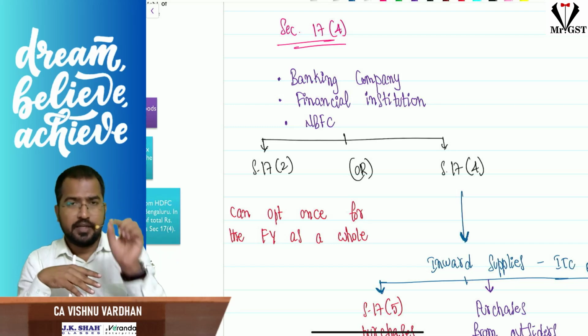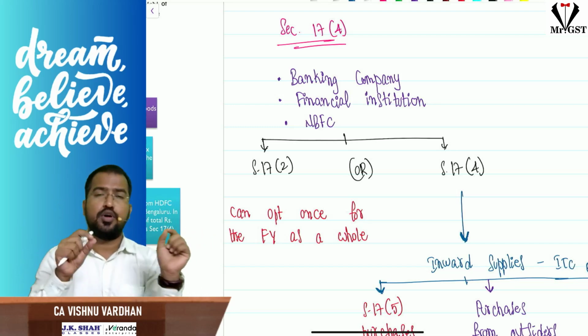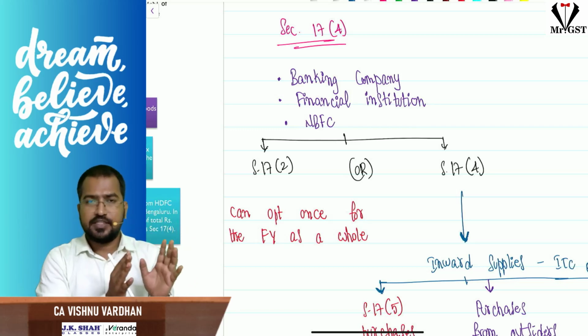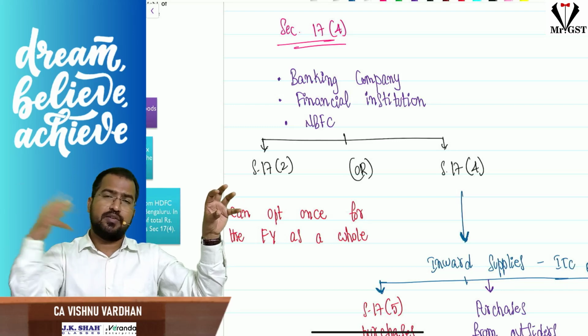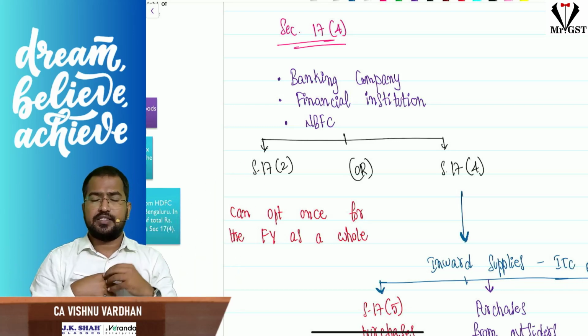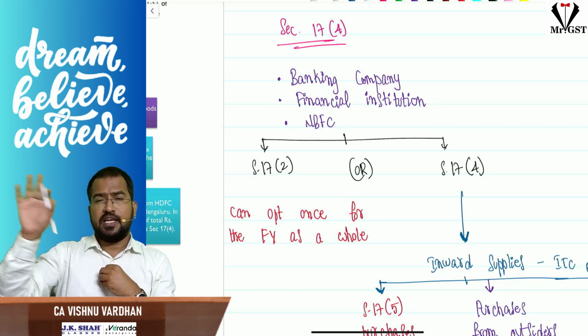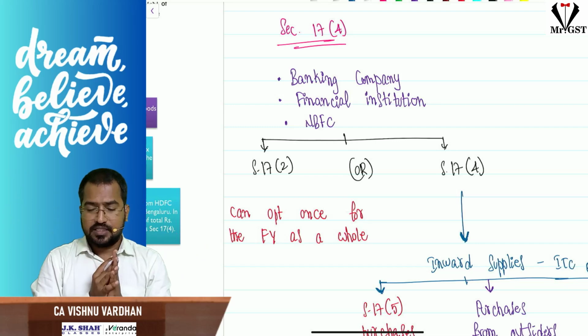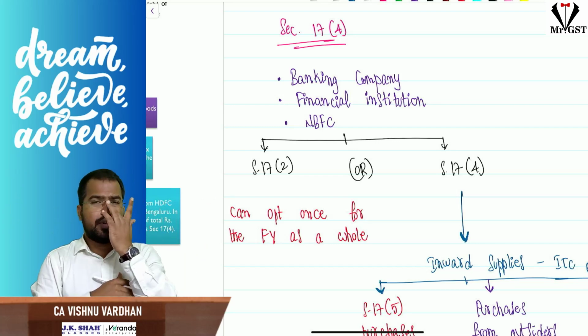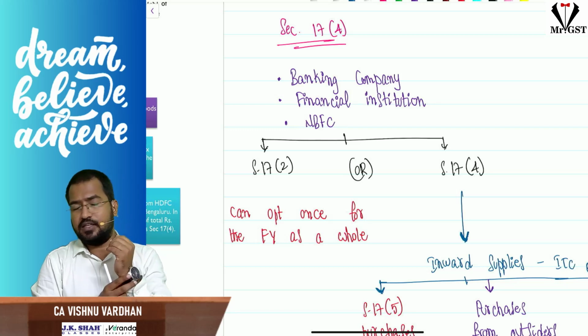I repeat, they can either go with 17 subsection 2 or 17 subsection 4. In 17 subsection 2, it says to the extent it is related to taxable supplies, whatever you have purchased, you can take ITC. To the extent it is related to exempt supplies, whatever you have purchased, you cannot take ITC. So that is what section 17 subsection 2 says, along with rule 42 and 43, that is not there in your syllabus, it is a CA Final concept.